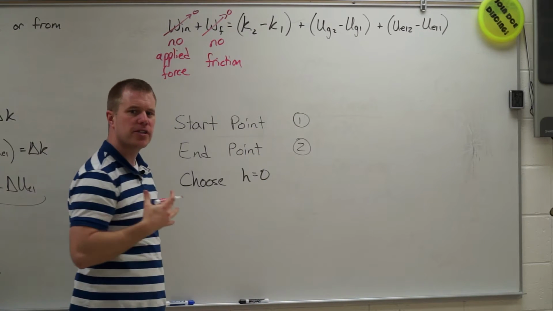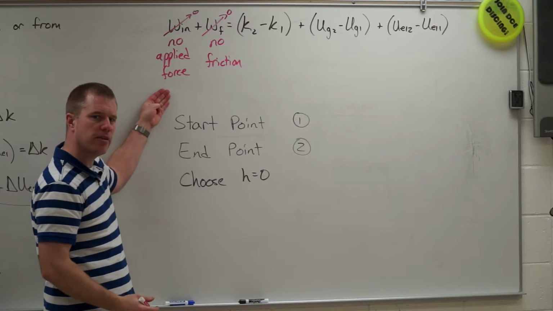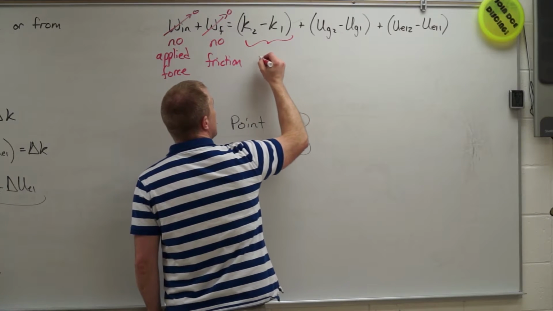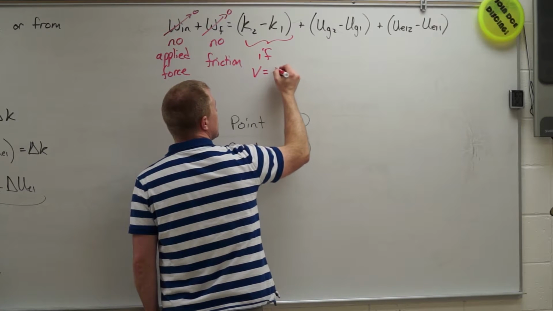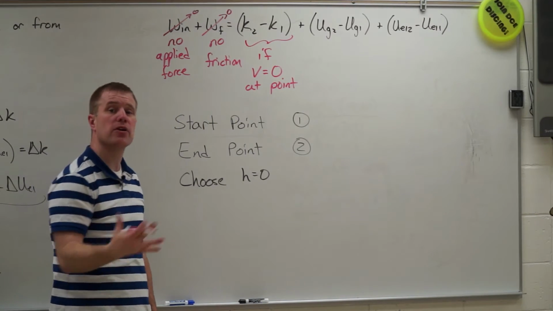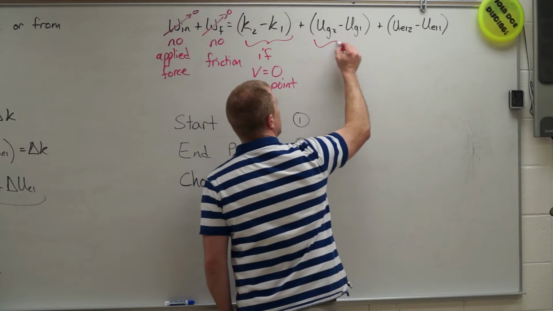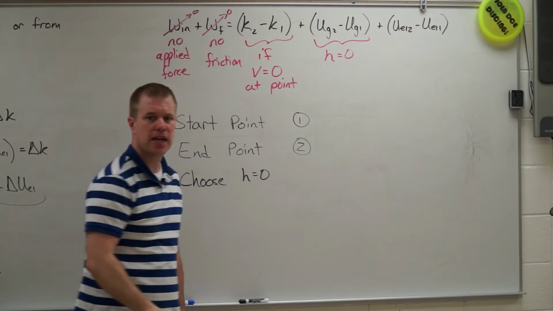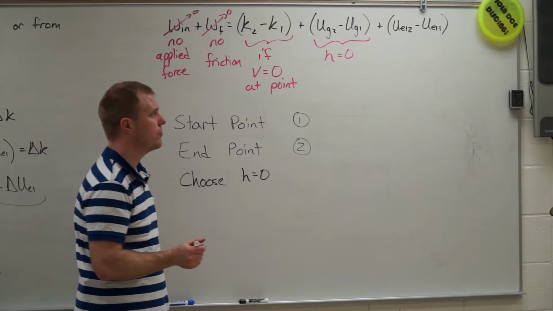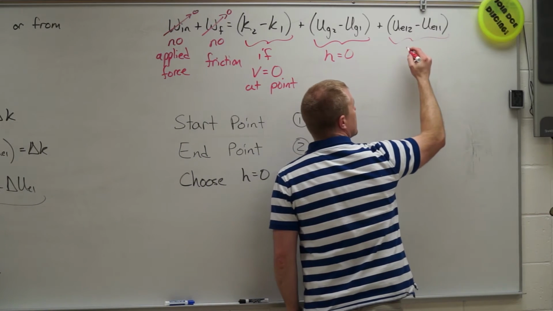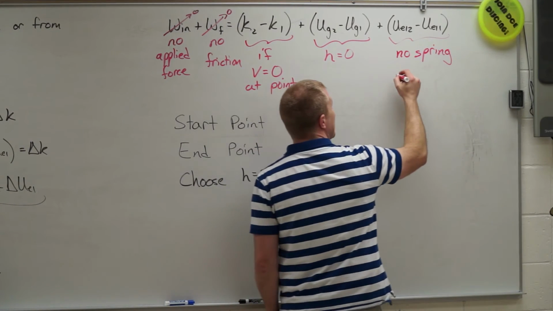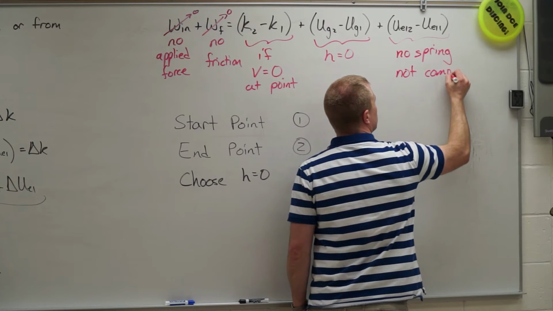So you're basically asking yourself a set of questions as you start to set up this equation. Is there an applied force? Is there friction? Okay. I would cross out K1 and K2 if the velocity, or the speed, I should say, is equal to 0 at that point. So if it was not moving at point 1, I would cross out K1. Over here, I cross it out if the height equals 0. Ideally, when I make this choice of where the height equals 0, I want to choose it at the lower of my 2 points, so at least one of them crosses out for me. And then over here, these cross out if either there's no spring, or the spring I do have is not compressed or stretched.